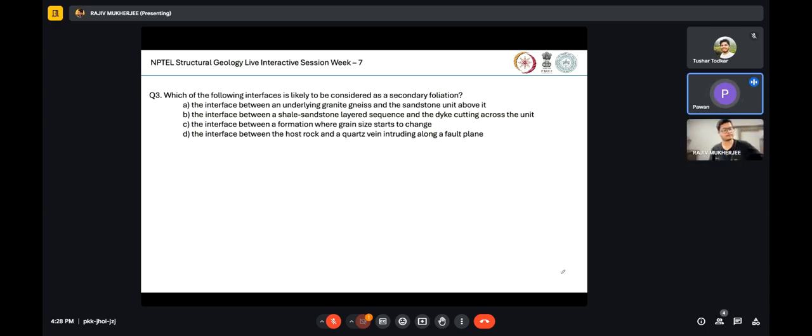So it is the interface between the host rock and the quartz vein, including along a fault. Exactly. Option D is correct.